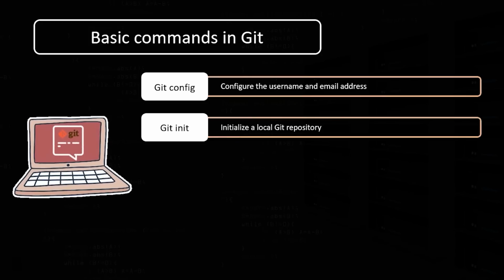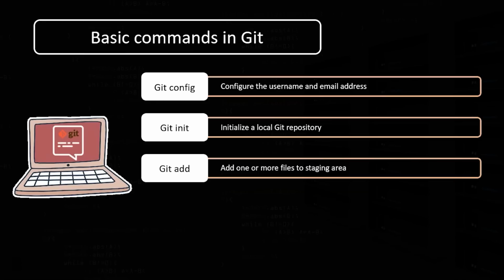Now, if you want to initialize a local repository, where you're not working on a remote repository, you can use the git init command in a specific folder, so that you can convert a simple folder into a full-fledged Git version control repository. So the init command is used to initialize a local empty Git repository.